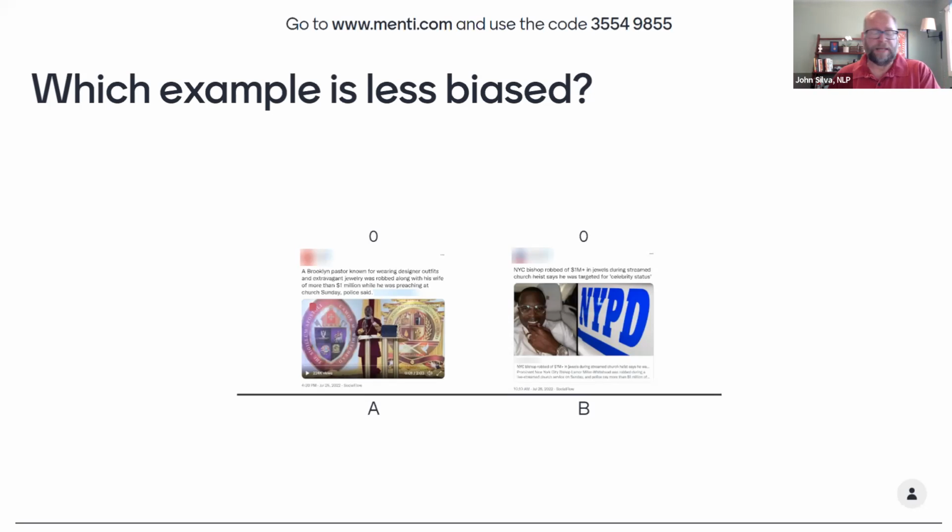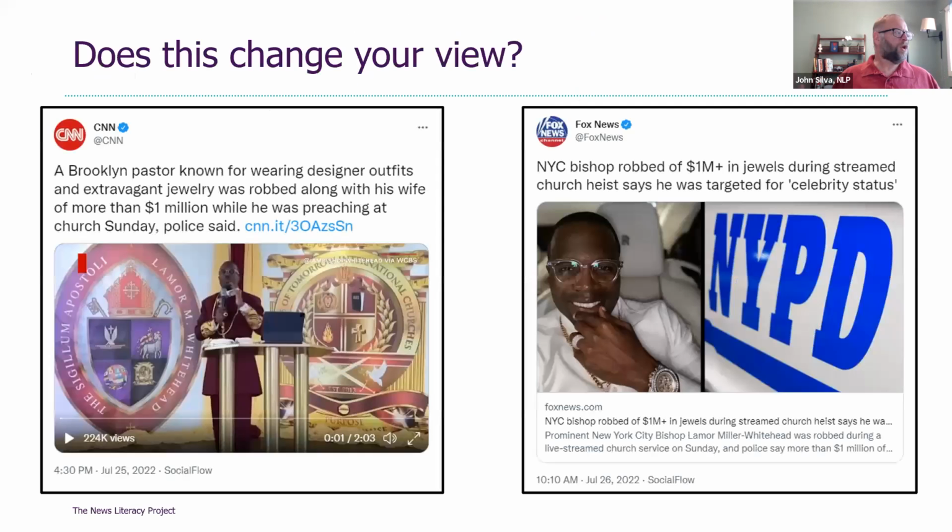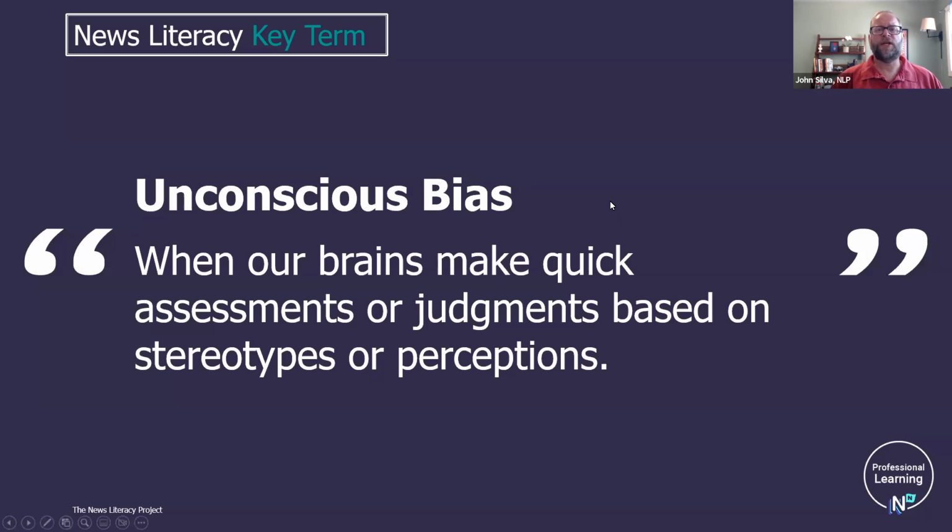So most of us would probably look at example B and say it is less biased because it's more direct, it's more to the point. But what if we know where this news comes from? What if we know who the sources are? It's really important for us to see who these news organizations are, because if we know who they are, our perceptions of those news organizations will inevitably influence how we look at this. And so this is where we need to have a conversation about unconscious bias.